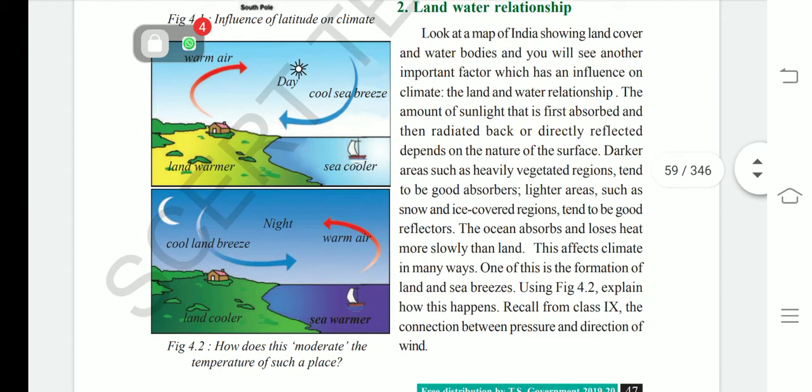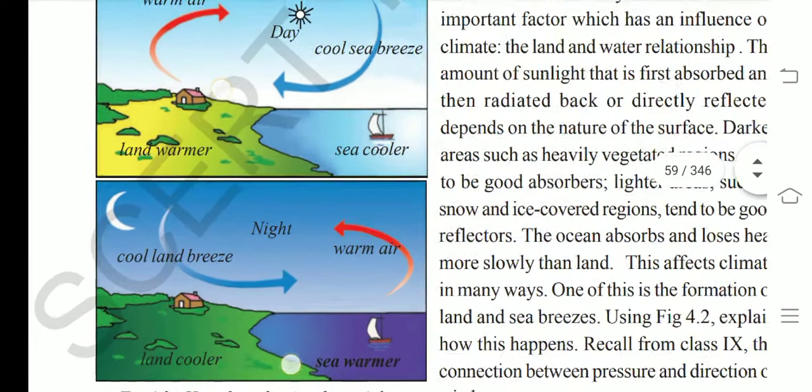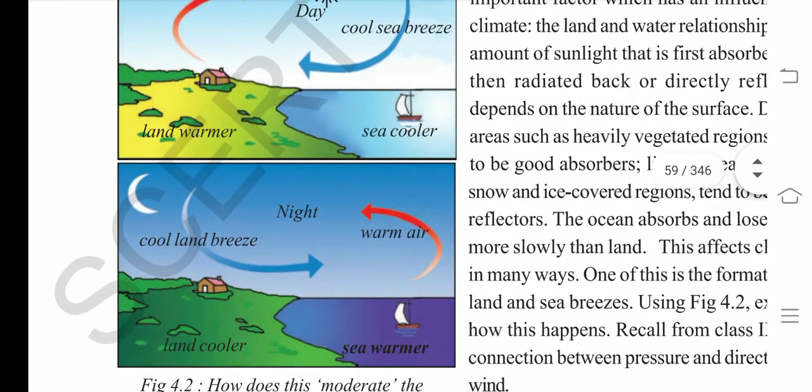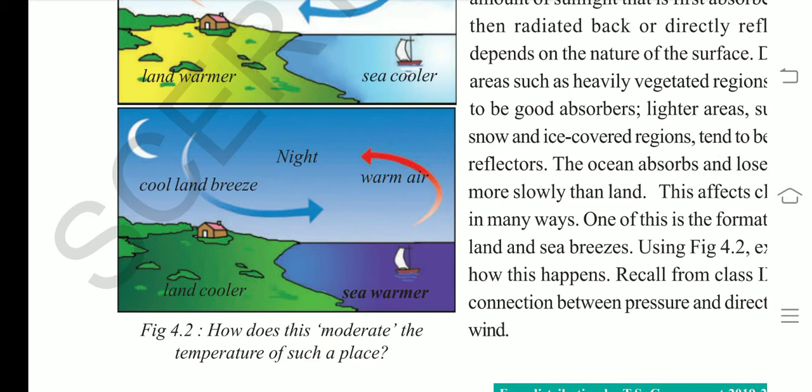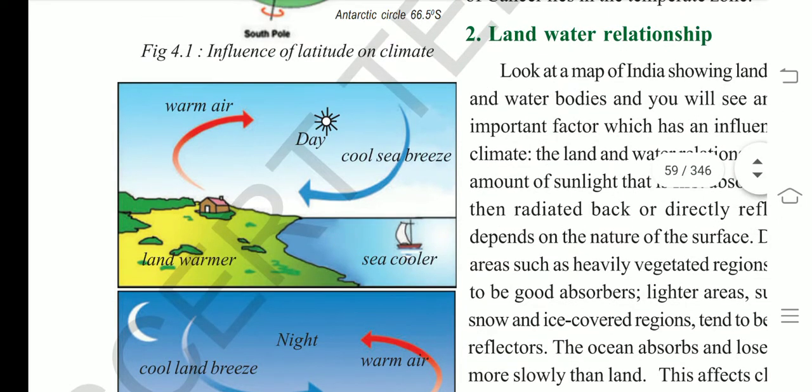My dear students, look at figure 4.2. This is the figure showing the land-water relationship in relation to temperature. Places which are near water bodies are cooler than places which are far from water bodies. This you know very well. But what is the reason behind it? Why are the places near water bodies cooler?